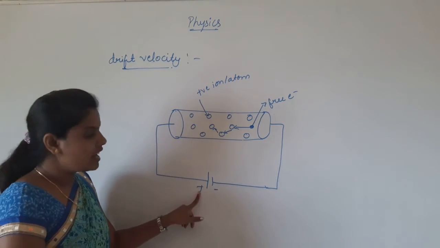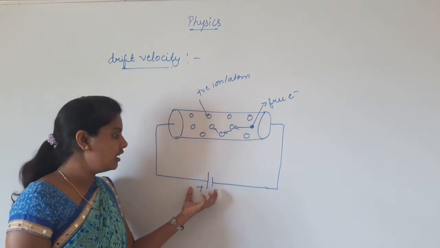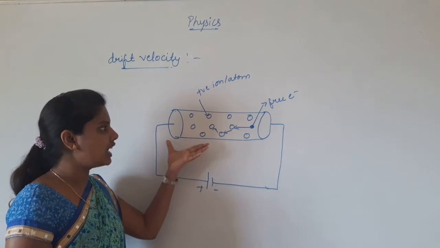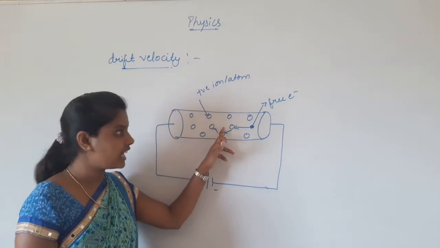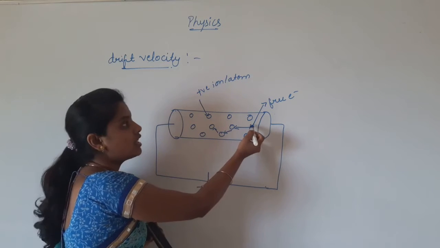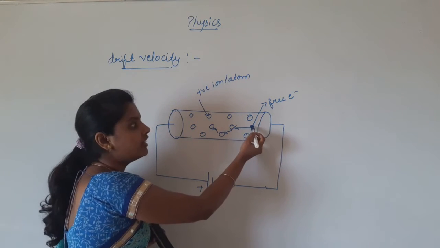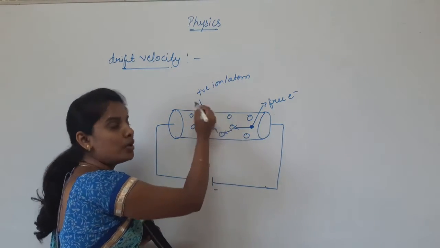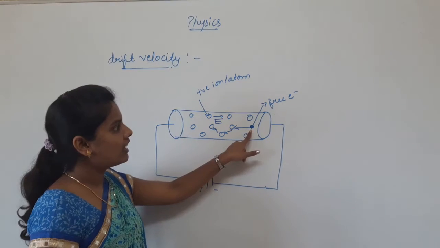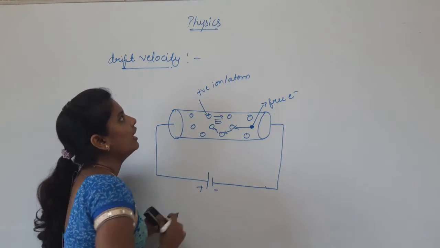When we apply a potential difference by a battery, an electric field gets generated in the conductor. This electric field accelerates the free electrons. Then the free electrons tend to drift in the direction opposite to the electric field. Here the electric field is like this and the electrons drift in this direction. This is called drift velocity.